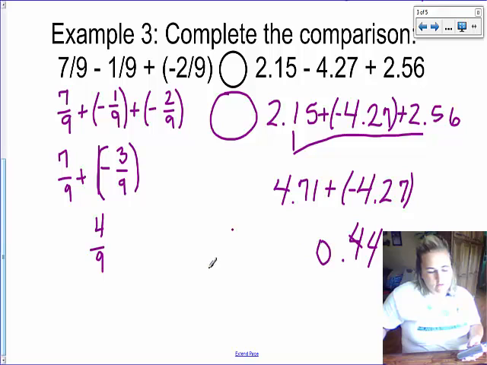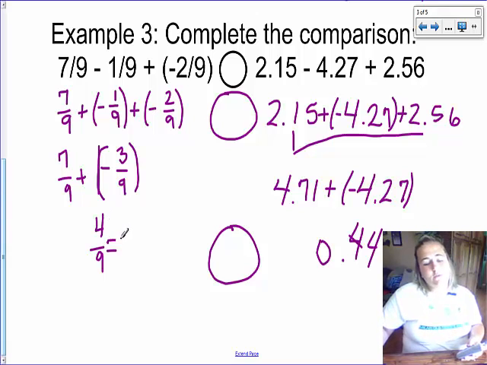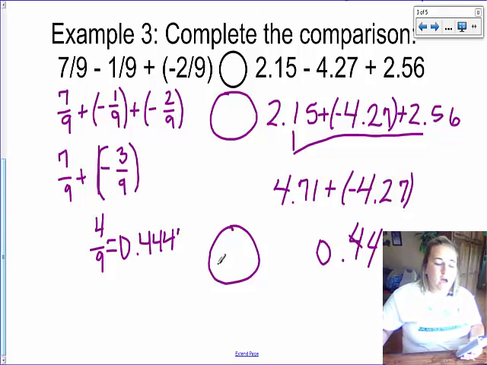Well, remember, we're trying to compare these two things. So for us to compare, they have to be in the same form. So we're going to change this 4/9 to a decimal. To change it to a decimal, remember, we take 4 divided by 9, and that gets us 0.4444, and it continues on.